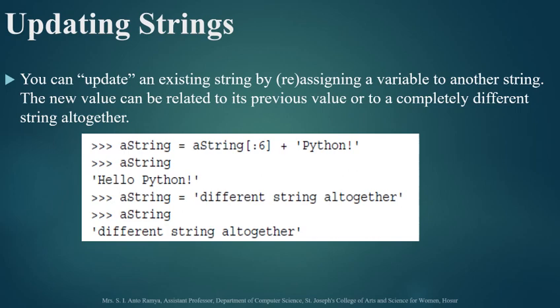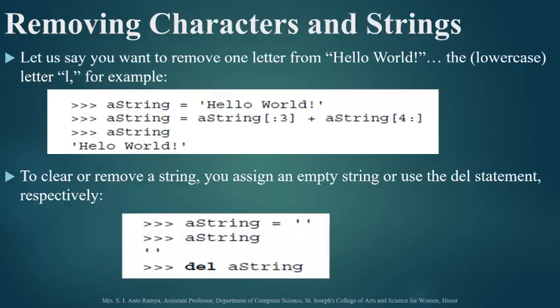Now a string is equal to a different string altogether. We are again assigning another value for the same variable a string. So now hello Python won't be there inside the a string variable. Instead, a different string altogether will be there. So if you print a string, you can see a different string altogether has been assigned. So this is how we can update the values.